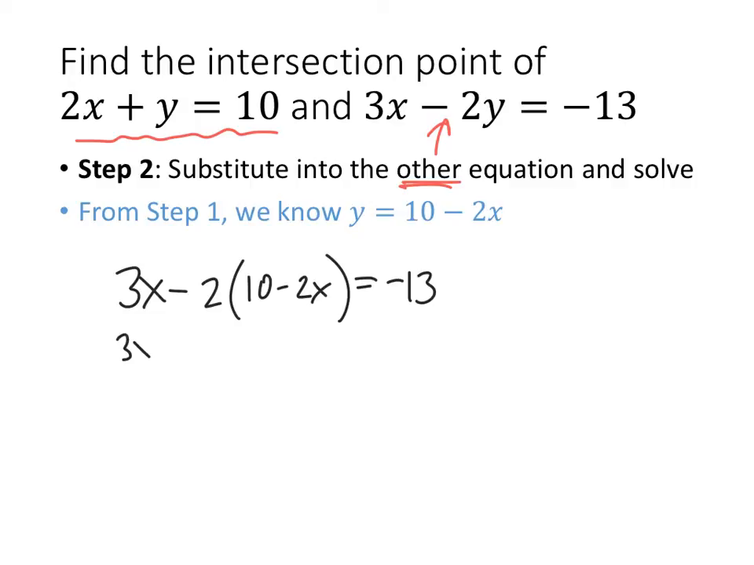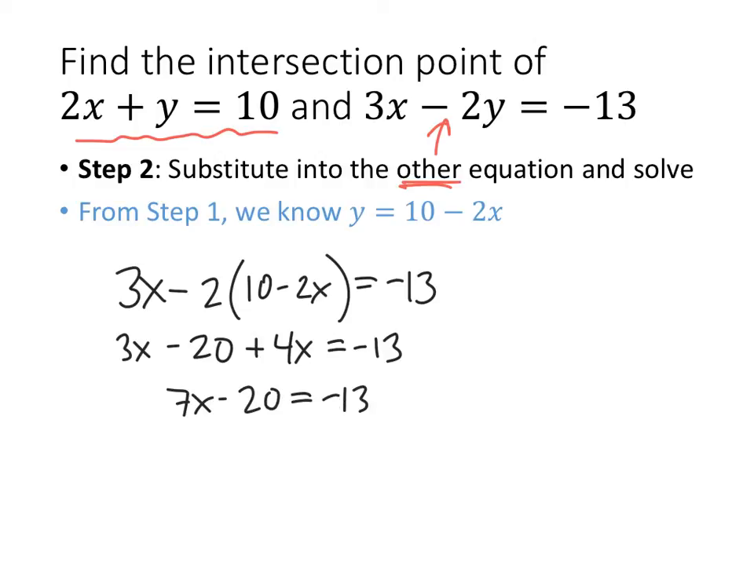So we've got to simplify this. We're going to distribute our minus 2. Minus 2 times 10 is minus 20. Minus 2 times minus 2x is 4x. And that equals negative 13. 3x plus 4x, that's 7x.